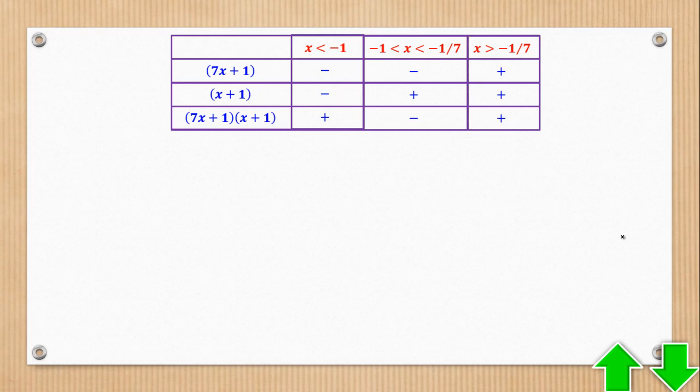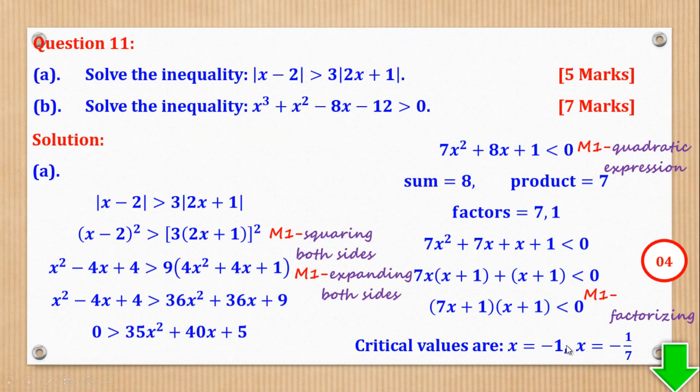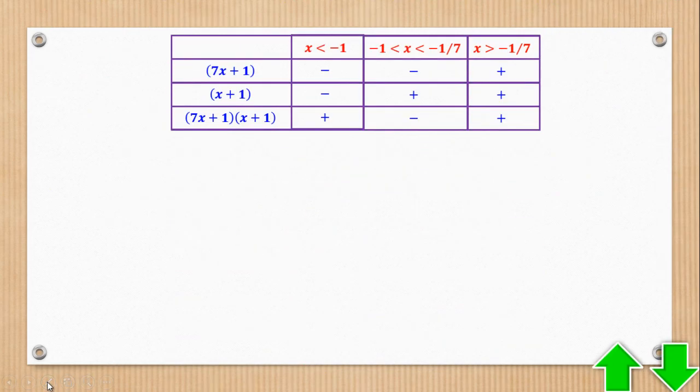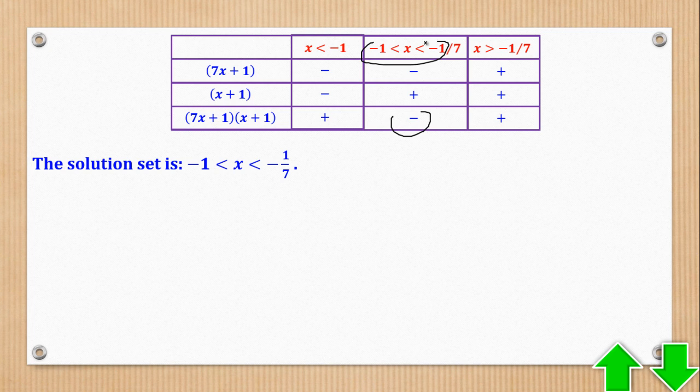Then I go back to the question. The inequality was less than 0, so they should be negatives. They should be negatives. And the negative range is here. So the solution set is this.